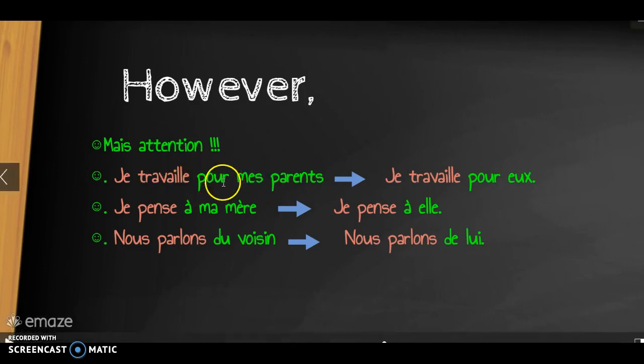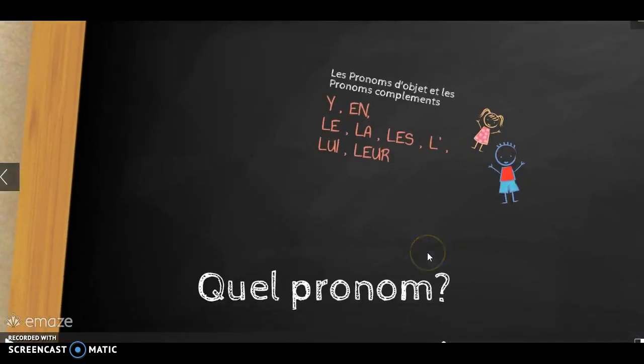Alors, je travaille pour mes parents. The answer is je travaille pour eux instead of leur. And the second example, je pense à ma mère, je pense à elle instead of lui. And then in the third example, nous parlons du voisin, nous parlons de lui. There are certain verbs that go with certain pronouns, and I'm going to show you a chart.